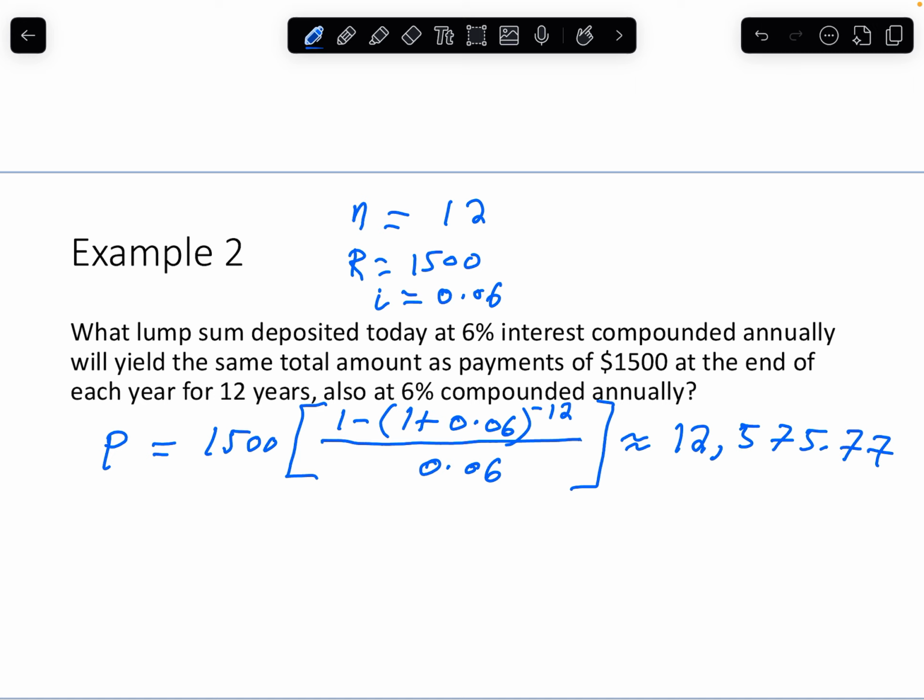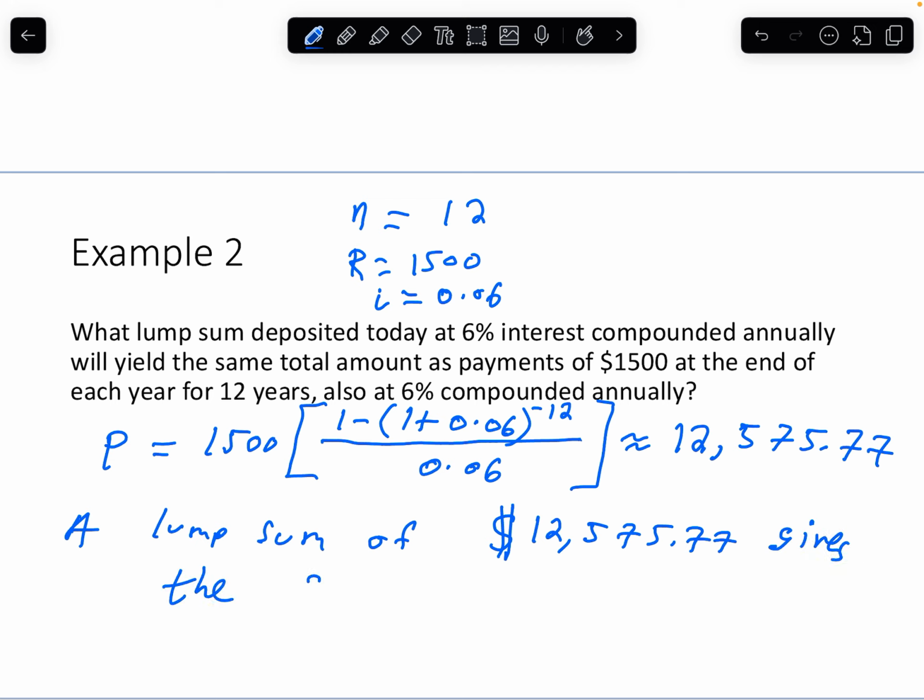So a lump sum of $12,575.77 gives the same amount in this particular case. So let me know if you have any questions or concerns.